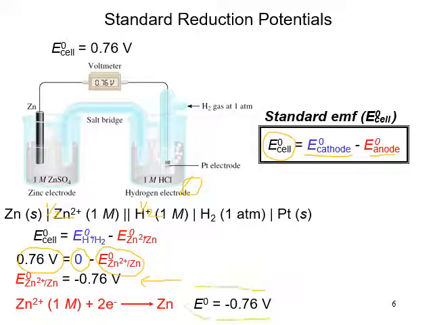And this is the number that you would see in our table 18.1. So you might want to make a copy of table 18.1, have it next to you at all times, because it's a reference source that helps you understand what's going on. So that was for the zinc.